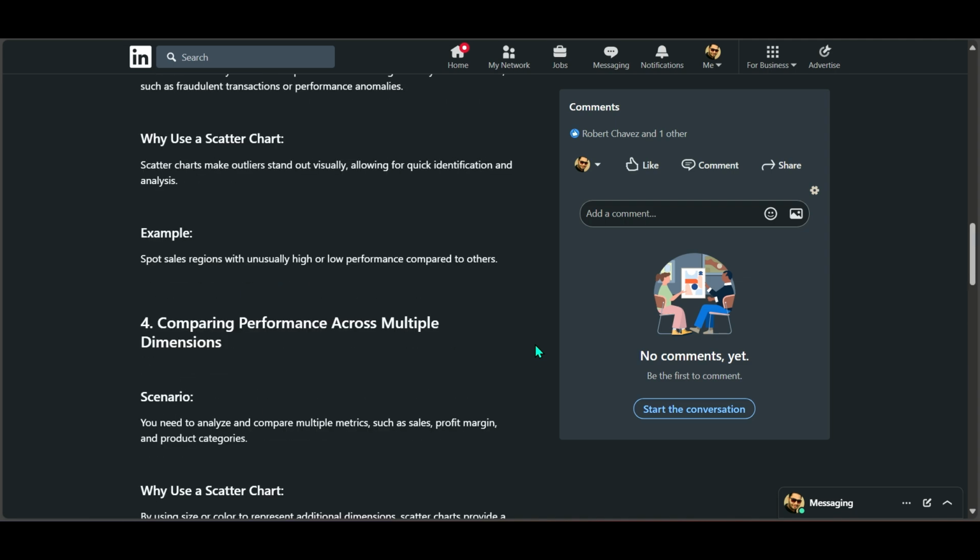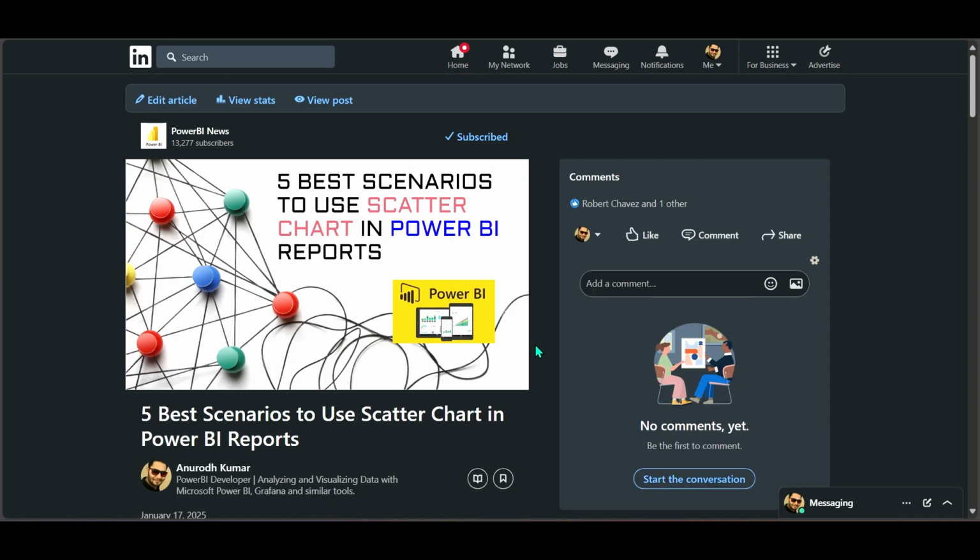Scatter charts are powerful tools for uncovering relationships, spotting trends, and gaining deep insights. Try these scenarios in your Power BI reports to unlock their full potential.